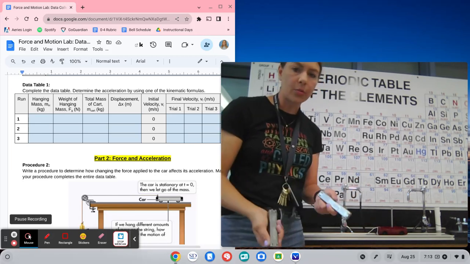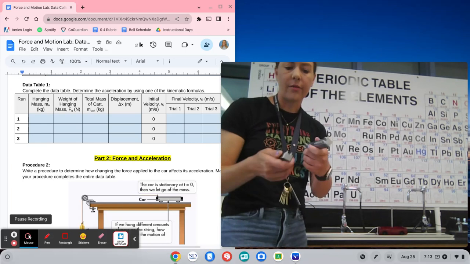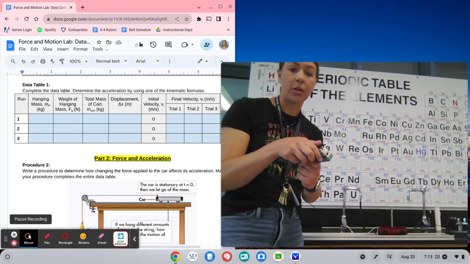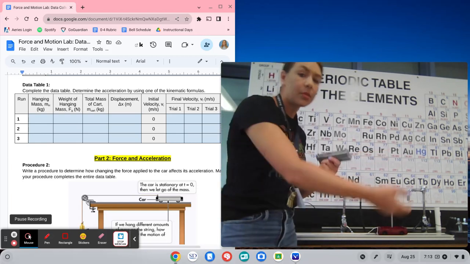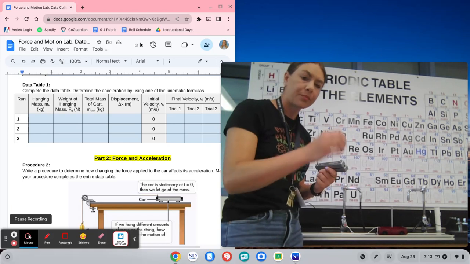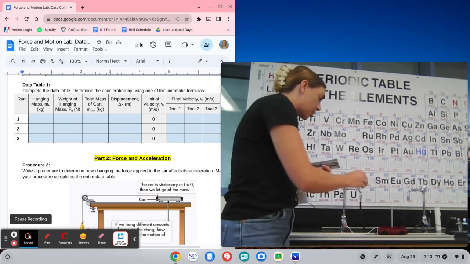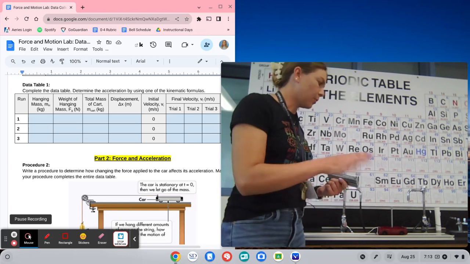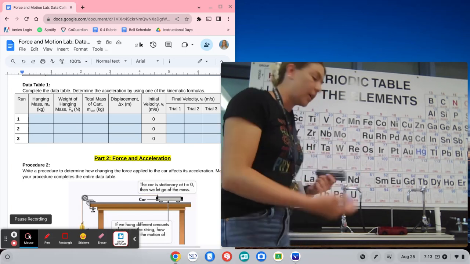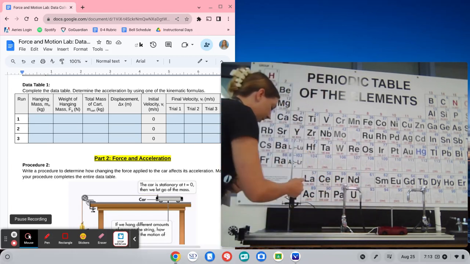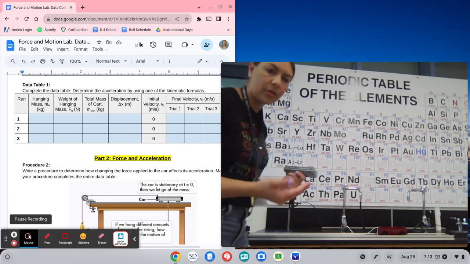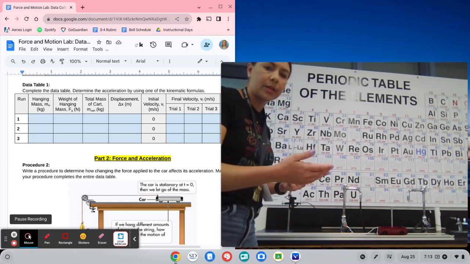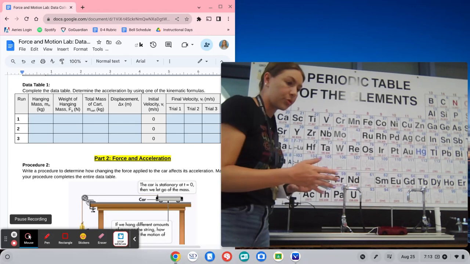So we'll add 250 grams to that, so 260 plus 250. And then for our third run, we'll add another one. So then we'll have 500 grams on top of the car itself, so 500 grams plus the 260 gram cart itself. We're going to do each run 3 times, so we'll get 3 final velocities. So we can get a good average. This is our initial velocity, this is our final. So how much did that final go up in comparison to the other trials?